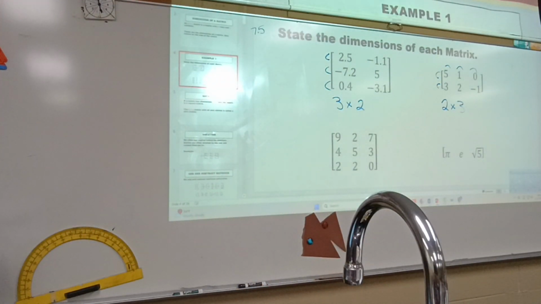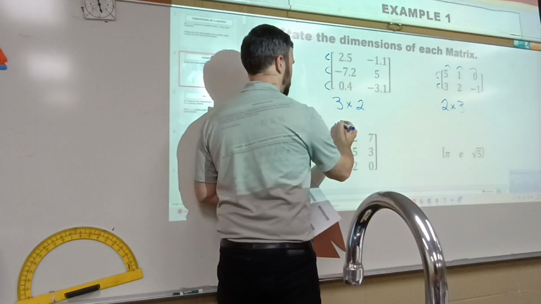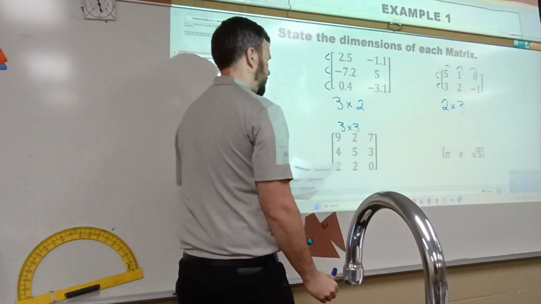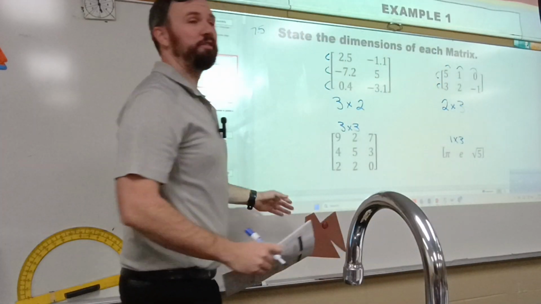This is actually going to be an important step when we go to plug in our calculator. Before we plug in the numbers, we need to know the dimensions of it. This one is a 3 by 3. And this one's a 1 by 3. That's the only thing on the test.